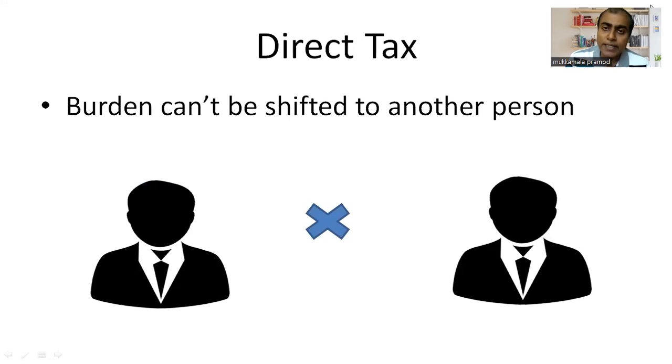And the second important aspect of direct tax is that the burden of tax cannot be shifted to another person. That means if you are earning the income, or if you're a company earning that revenue, you have to pay the tax on that and you cannot shift that burden to another person.